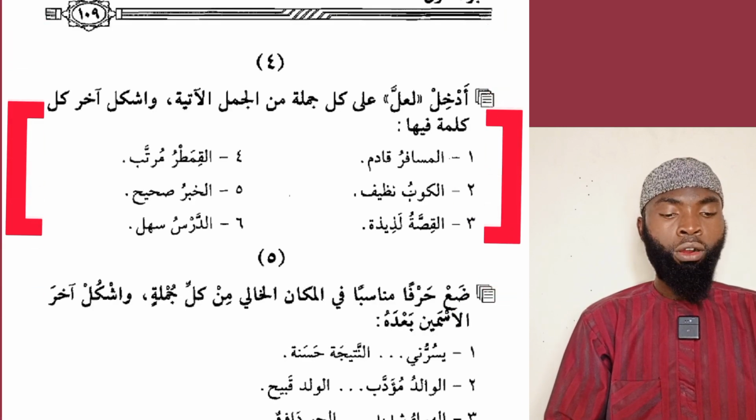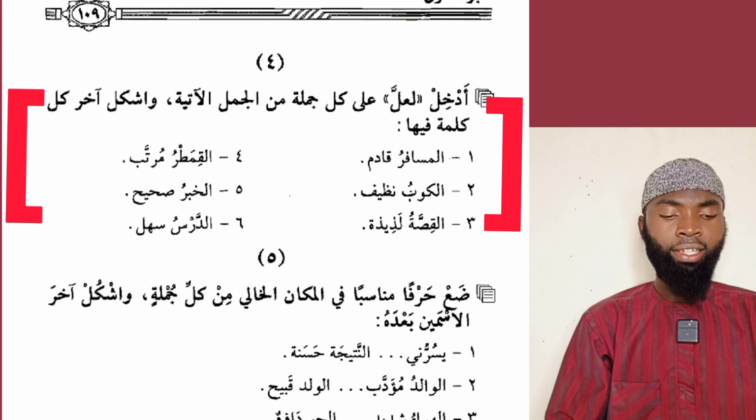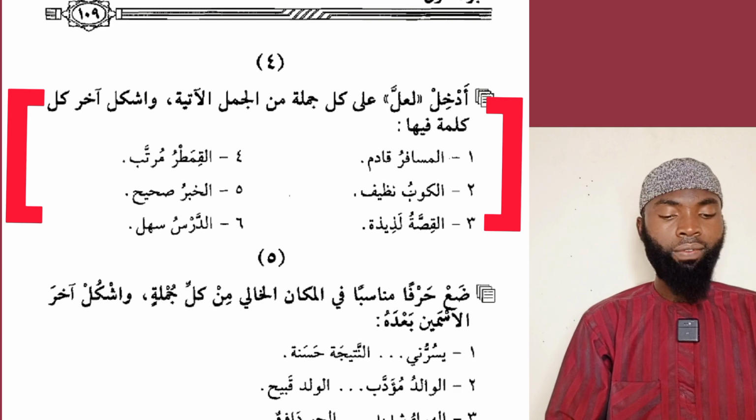Tamrin al-Rabi, exercise number 4. The instruction says adkhil la'alla ala kulli jumlatin min al-jumal al-atiyah. Introduce la'alla to each of the following sentences, washkul akhira kulli kalimatin fiha, and record the ending of each of the words you find therein. Number one, we have al-musafiru qadimun. The traveler is coming. We say la'alla al-musafiru qadimun. Hopefully, the traveler is coming.